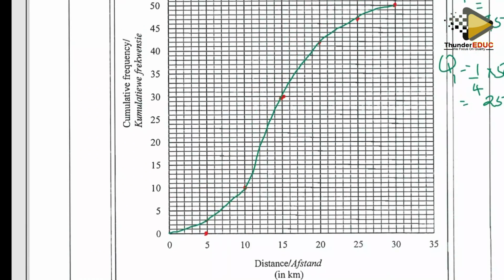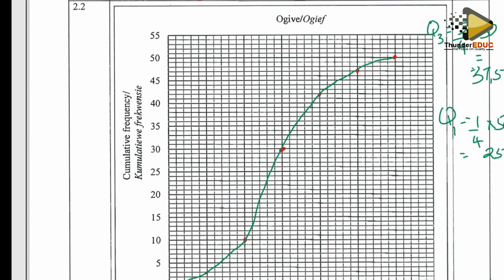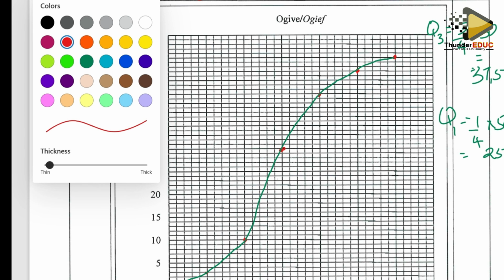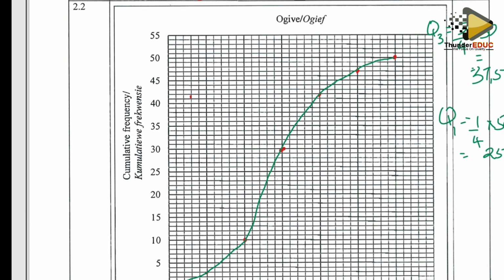So what this does is that now we need to locate the actual positions. Okay, so where do I find 37,5? So 35, 36, 37,5, somewhere here. So I can draw my dotted line up until it meets the ogive. Okay, so we see where it's meeting, just roughly around there.